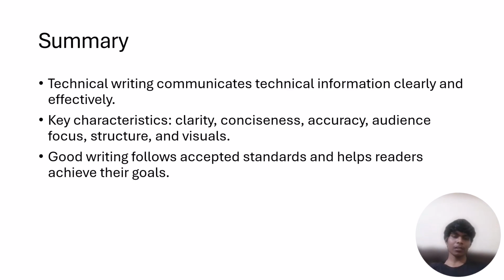Summary. At last, what we have learned throughout this session. Technical writing communicates technical information clearly and effectively. Key characteristics: clarity, conciseness, accuracy, audience focus, structure, and visual support. These are the main six things that we have in technical writing. Thank you.